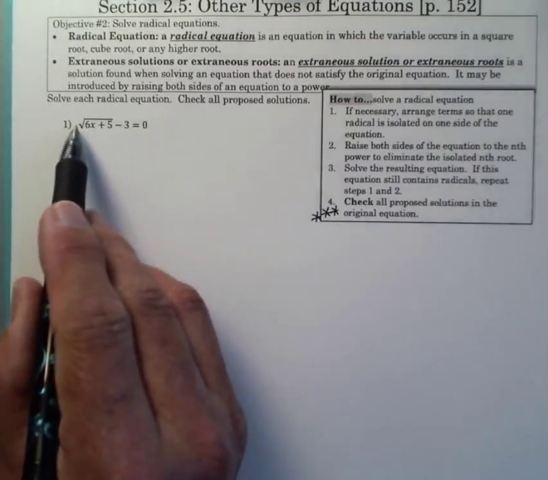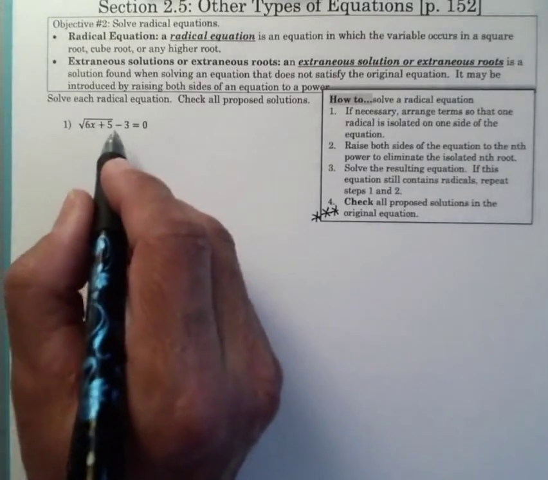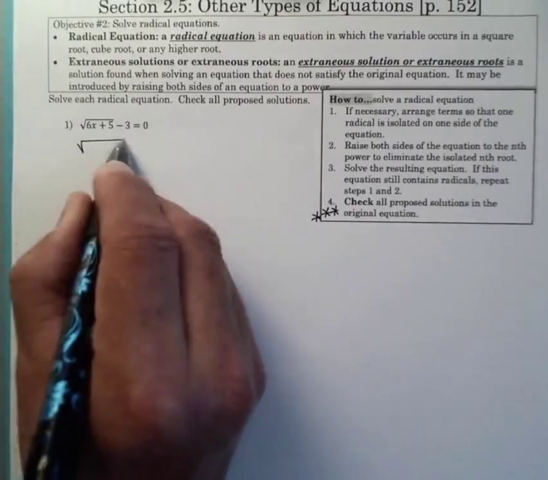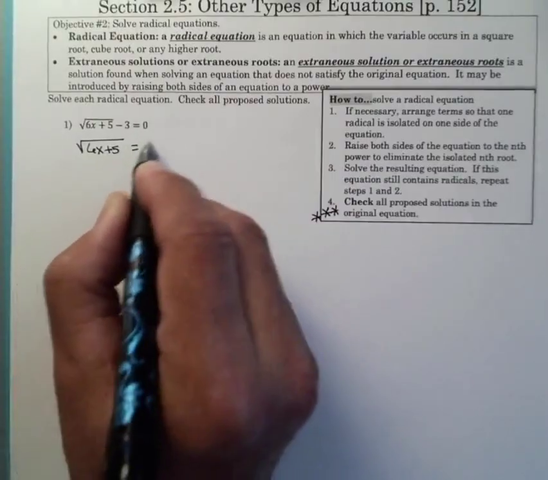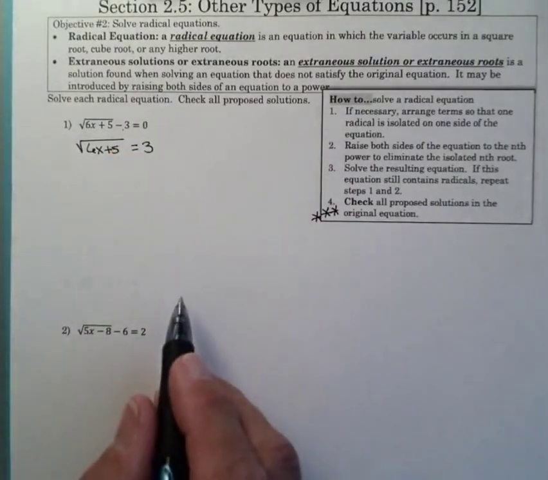Now, the first thing we're going to do for this first problem is isolate the radical. We want to get it on one side. We're going to have to get rid of the -3, so we will have square root of 6x plus 5, and that's going to equal a +3. I added 3 to both sides, didn't I?